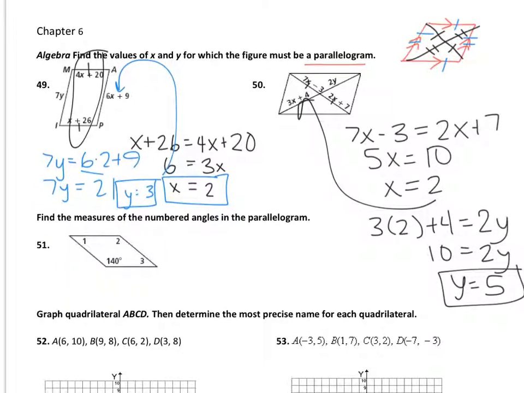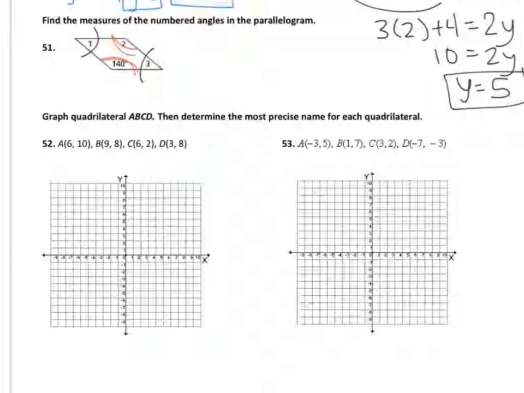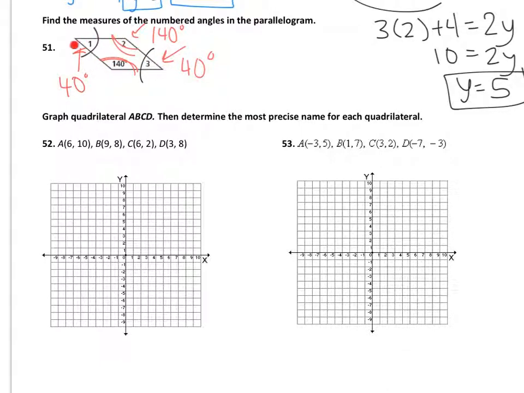And then number 51, find the measures of the numbered angles. So opposite angles are congruent and consecutive angles are supplementary. So this angle has to be 40 degrees. This angle's opposite has to be 40 degrees. And then this angle has to be 140 degrees. These two angles add up to 180. These two angles add up to 180. These two angles add up to 180.